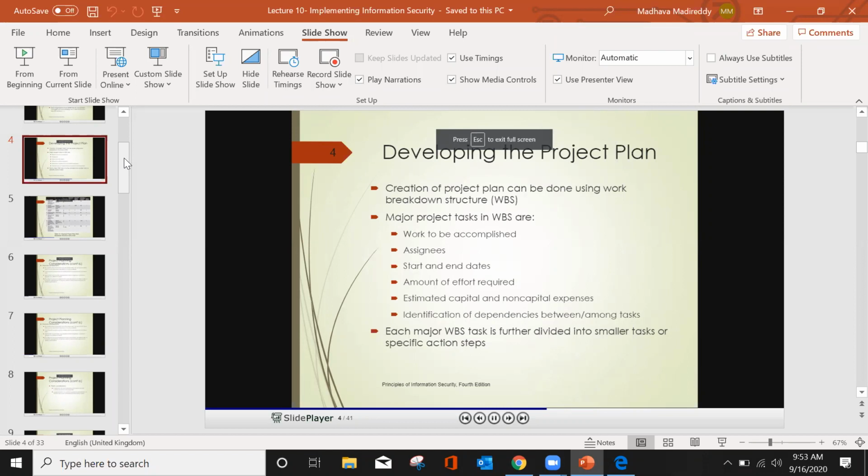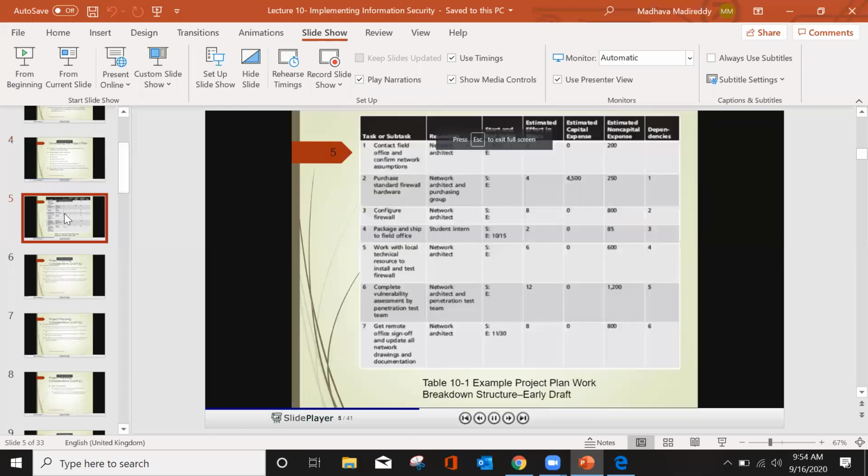And you need to identify dependencies between the tasks. In order for me to build a firewall, I need to get the framework ready, right? One thing can be done only after the other thing was done. So this work depends on the other work. That's why you need to identify work dependencies.